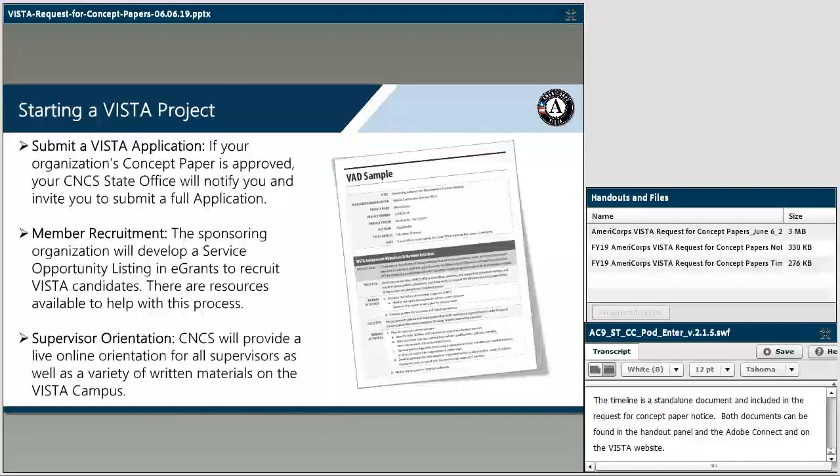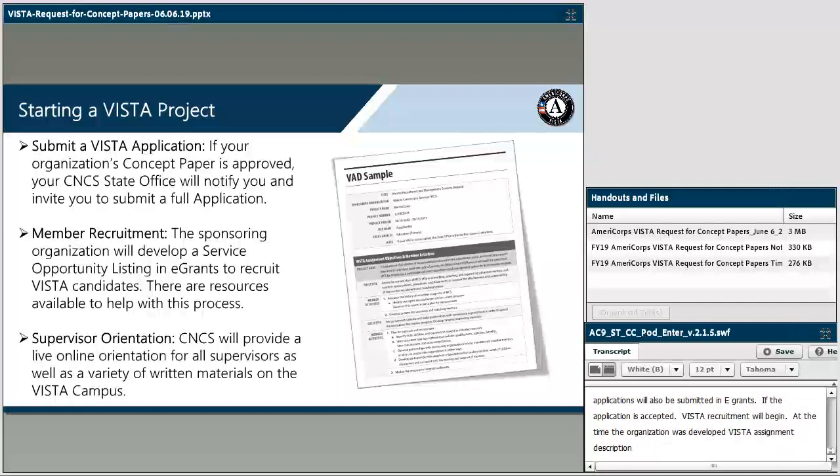Once you've submitted a concept paper, CNCS will acknowledge receipt within 2 weeks via email. If VISTA approves the concept paper, the 4 narrative responses included in the concept paper will be pre-populated into the full application. Full applications will also be submitted in eGrants. If the application is accepted, CNCS field staff can help develop the service opportunity listings to begin VISTA recruitment. At that time, the organization will develop VISTA assignment descriptions as well.